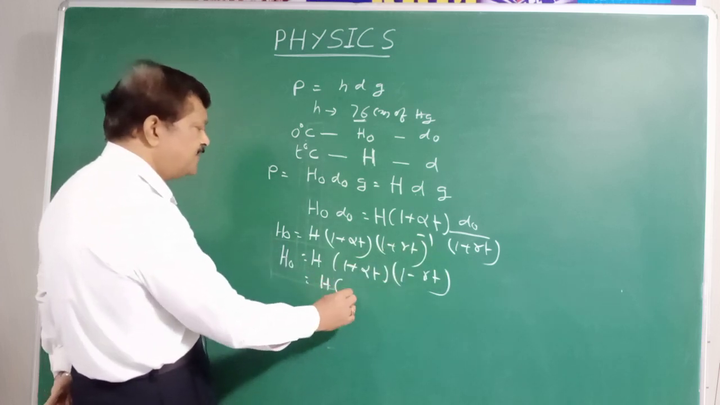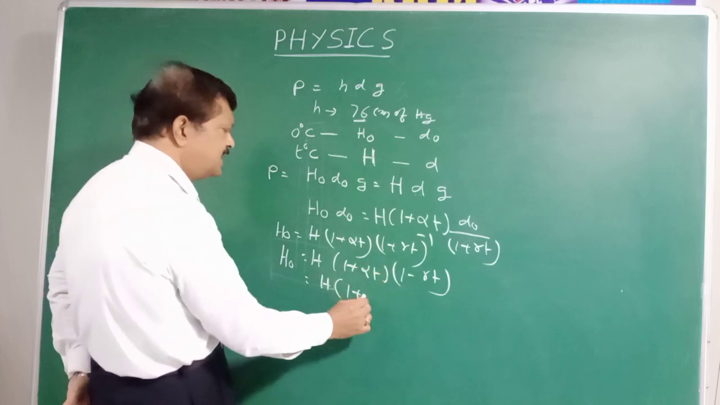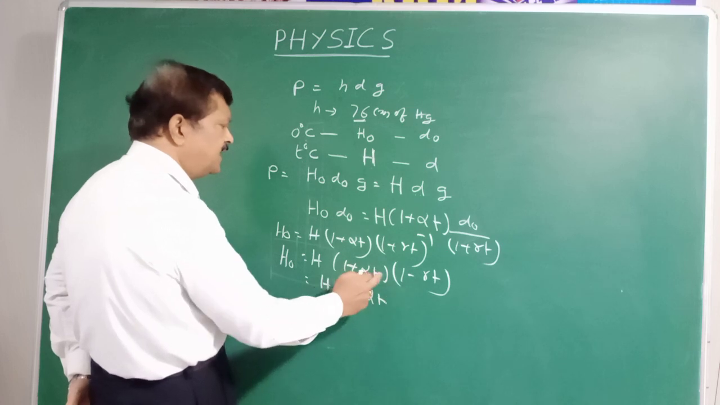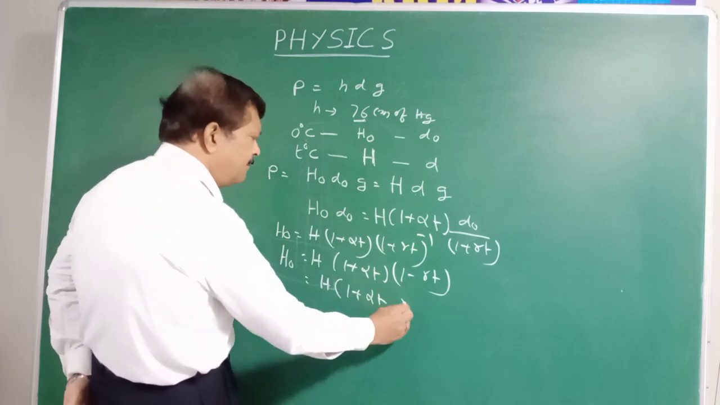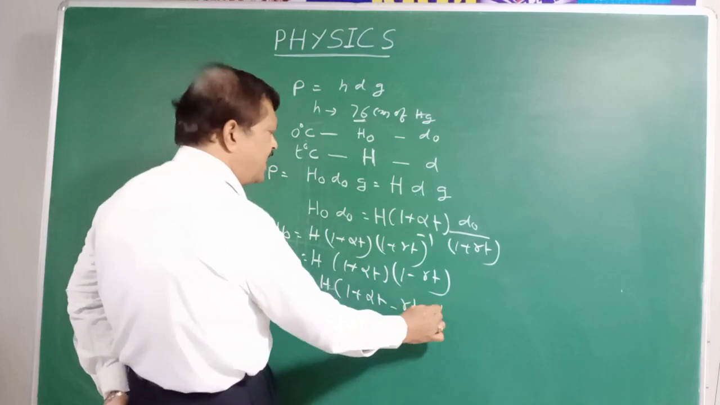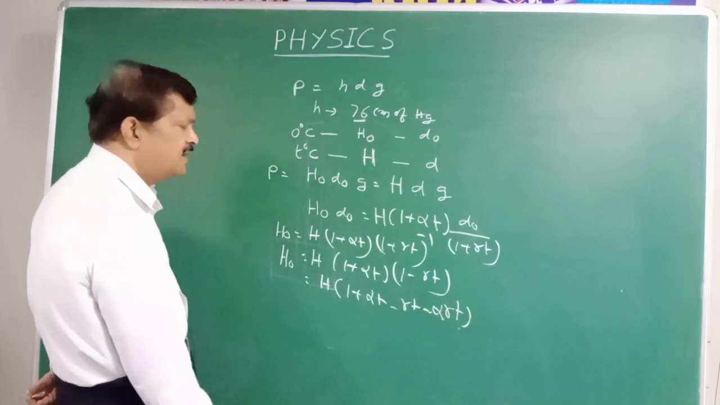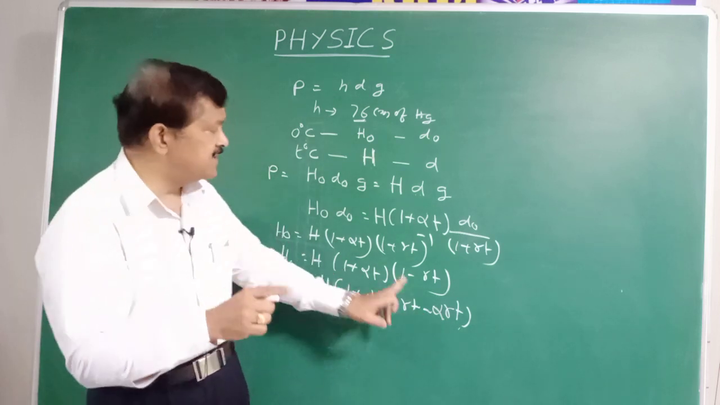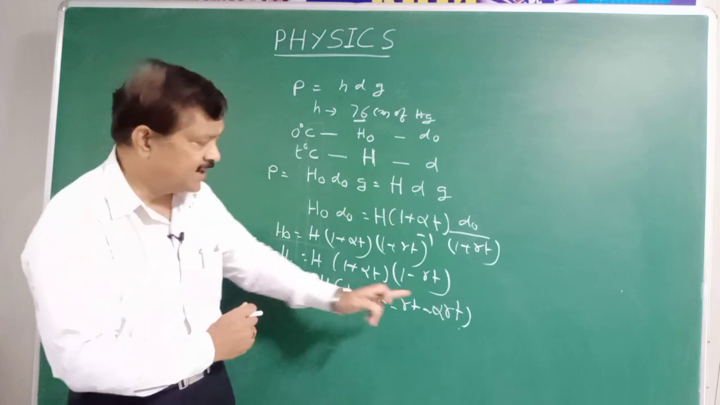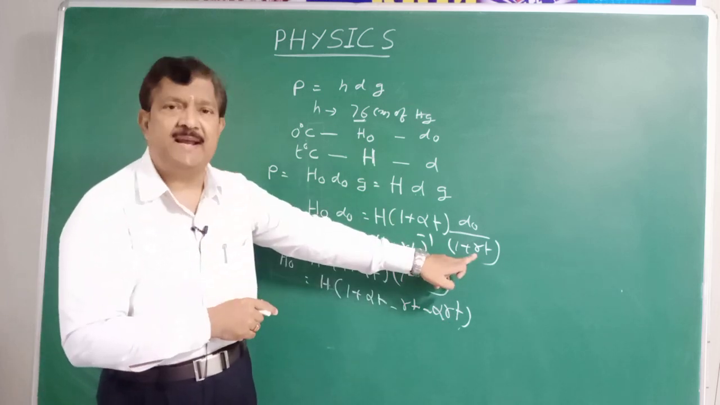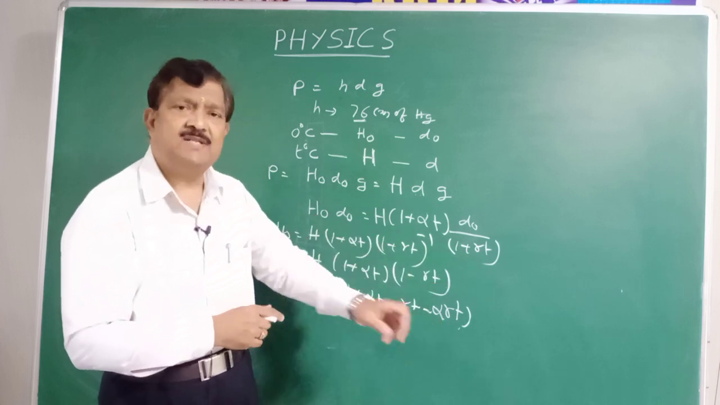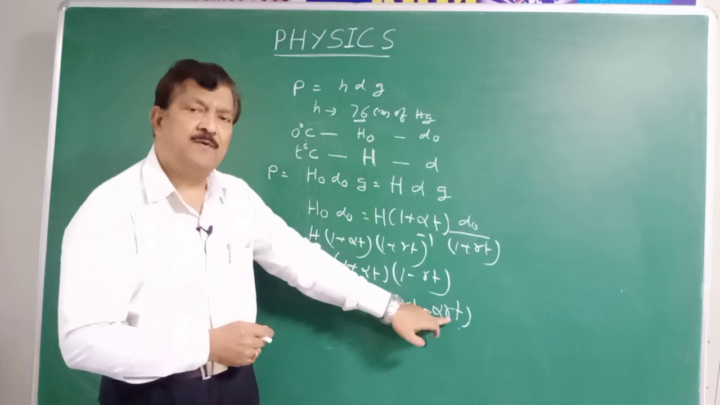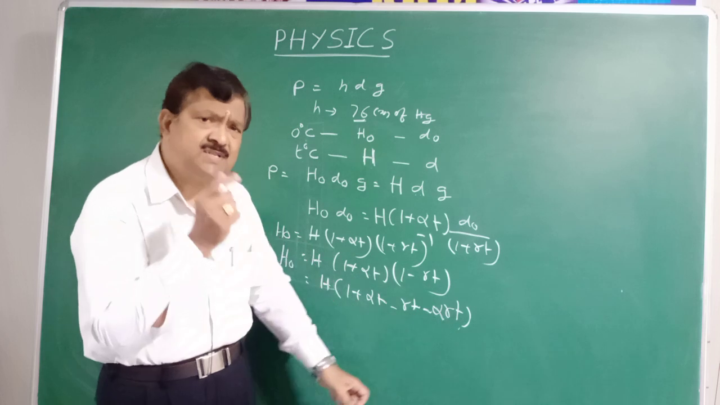This is H of 1 plus alpha T. Again we have taken 1 into alpha T, and next is minus gamma T, minus alpha into gamma into T. In this equation, alpha is the coefficient of linear expansion of the material of the scale, and gamma is the coefficient of volume expansion of mercury. Because these factors are generally of the order of 10 power minus 6, this product will be of the order of 10 power minus 12 or 10 power minus 11, which is negligibly small.